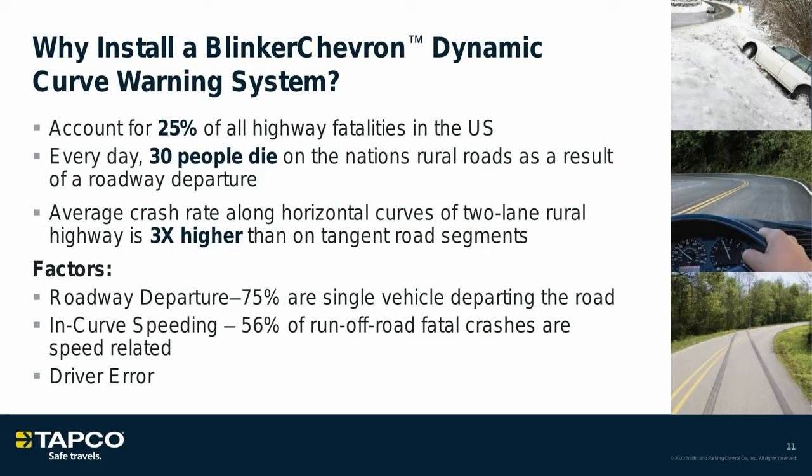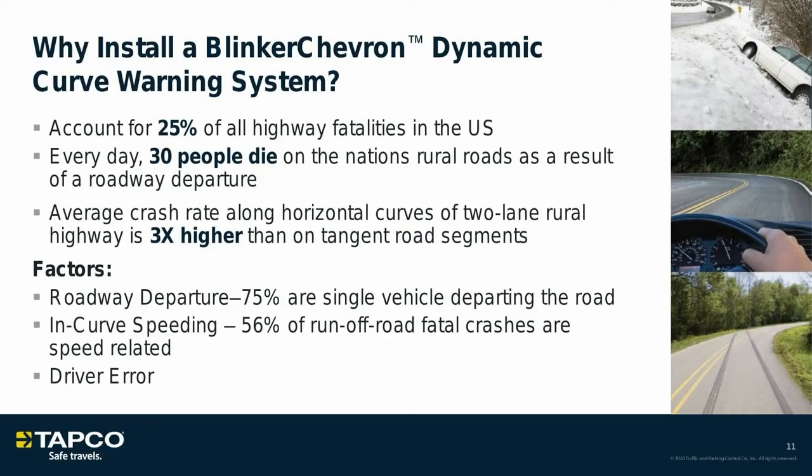So what we do in this specific scenario, as I'll get into on the next slide, is how we set these up and how they operate. Some of the factors here: of roadway departures, 75% are a single vehicle departing the road. So as you leave, you're the only vehicle heading in that direction. Then obviously you have S curves, things like that, on a 2-lane road. For us, in curve speed, 50% of those vehicles off the road or fatality crashes are speed related.